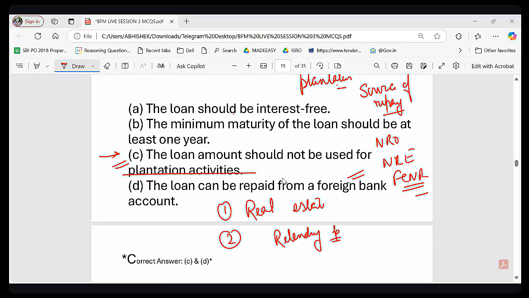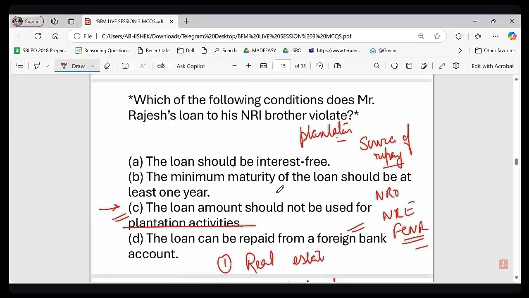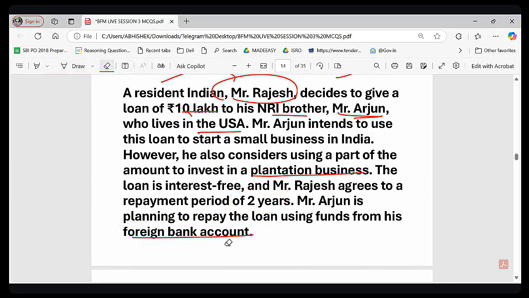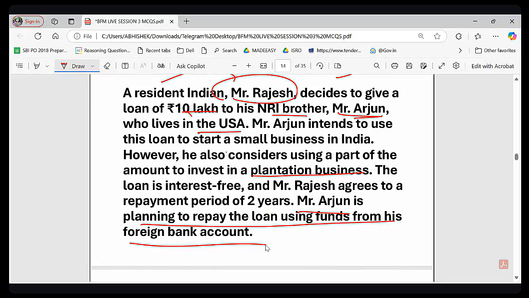Okay, explain option number D: the loan can be repaid from the foreign bank account. Again, I'm explaining what is happening in option D. See the case study. It is clearly written that Mr. Arjun is planning to repay the loan using funds from the foreign bank account. Please see the last line. It is clearly written that Mr. Arjun is planning to repay the loan using funds from his foreign bank account.